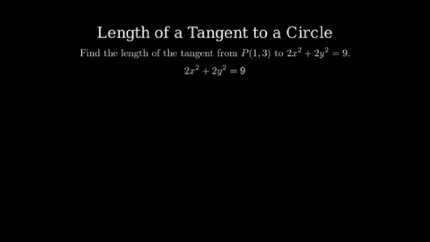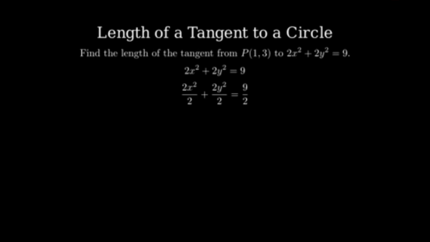Tangents. We need to find the length of the tangent drawn from the point (1, 3) to the circle defined by the equation 2x squared plus 2y squared equals 9. First, let's rewrite the equation of the circle in its standard form, which is x squared plus y squared equals r squared. To do this, we divide the entire equation by 2.